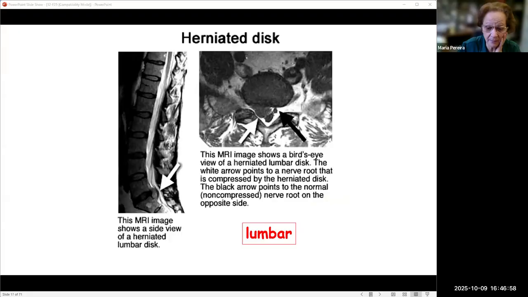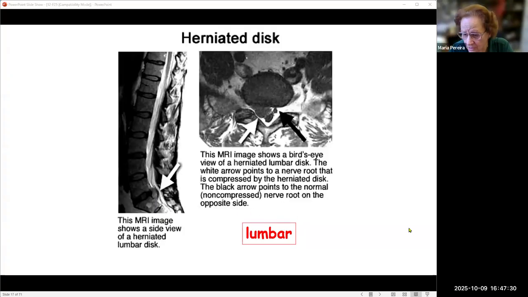So here you see an MRI, remember magnetic resonance, that is good for imaging soft tissue. So here we talk about ligaments and soft tissue. You cannot take an X-ray to see this. You need an MRI. What it's showing here is that the herniated disc at the lumbar position is exerting pressure on the spinal nerve.